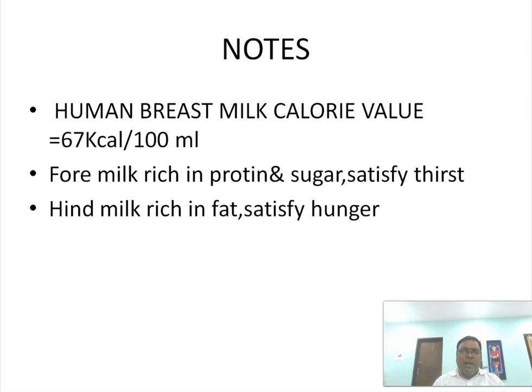Something about foremilk and hindmilk. Foremilk, the first part, is rich in protein and sugar, and it satisfies the thirst. But hindmilk is rich in fat and it satisfies the hunger. This we have to remember.